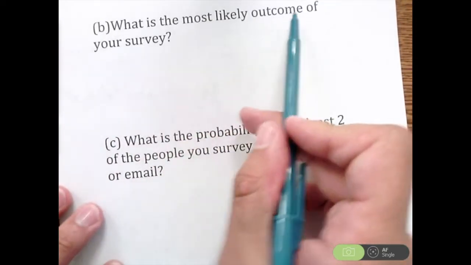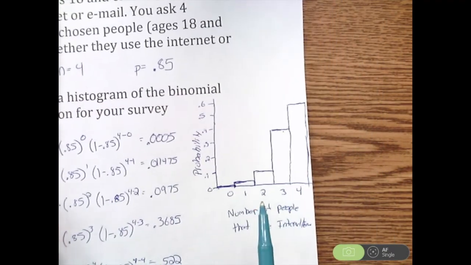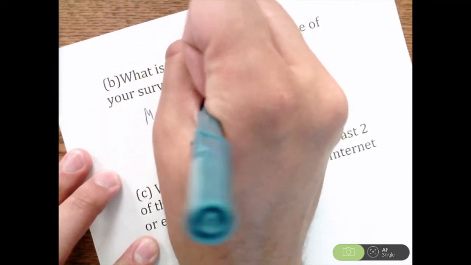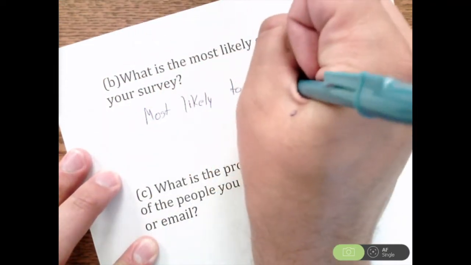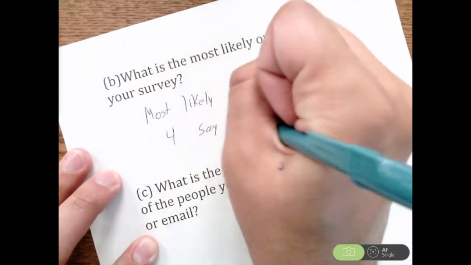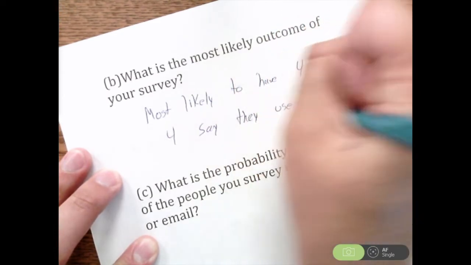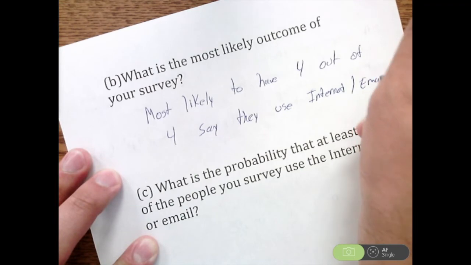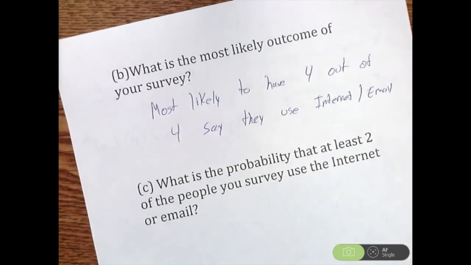Two questions to follow up from this. The first one, what is the most likely outcome of your survey? Well, you could just look at the histogram. Which bar is biggest is the most likely to happen. So it looks like the most likely outcome is this 4 here. So our most likely outcome is to have 4 out of 4 say they use internet or email. So 4 out of 4 will likely say that.